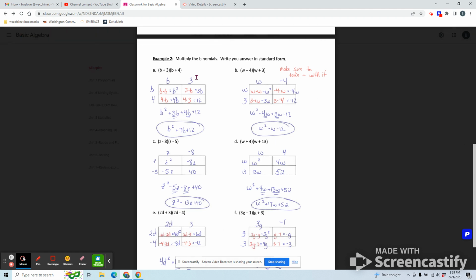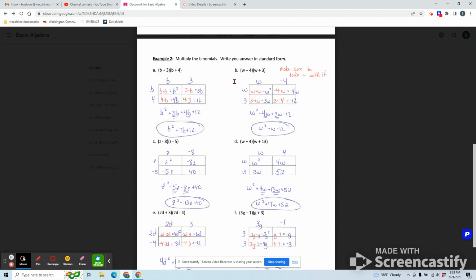Doesn't matter. So in red is what I multiplied, and then in blue is what I got after I did the product, found the product. So then I got b squared plus 3b plus 4b plus 12, collected my like terms, and got b squared plus 7b plus 12.